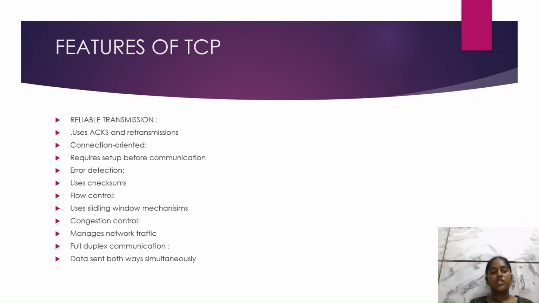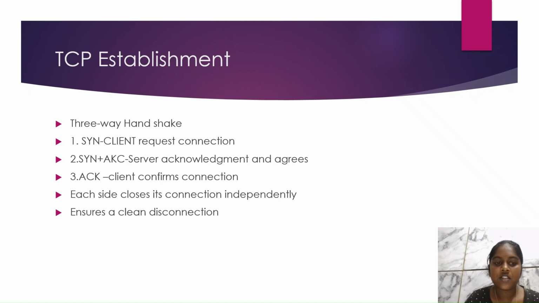These are the 6 features of TCP. The establishment of a TCP connection is a three-way handshake. First, SYN, where the client requests a connection. Second, SYN plus ACK, where the server acknowledges and agrees. Third, ACK, where the client confirms the connection.